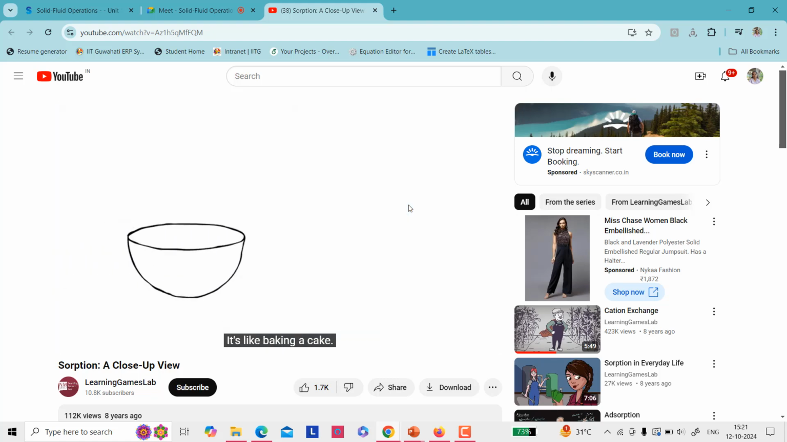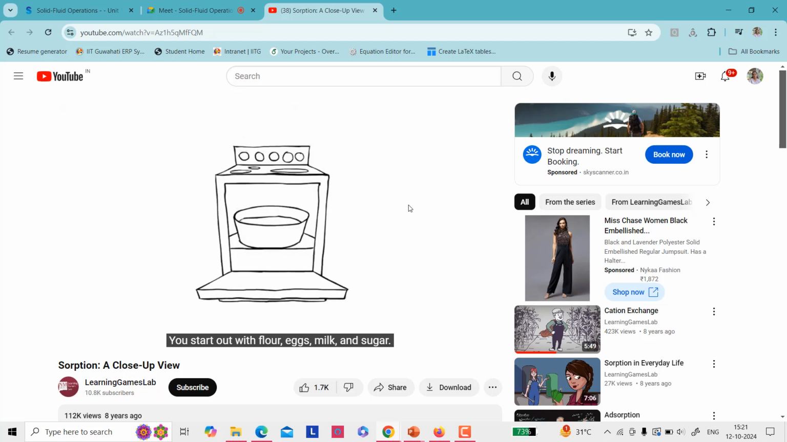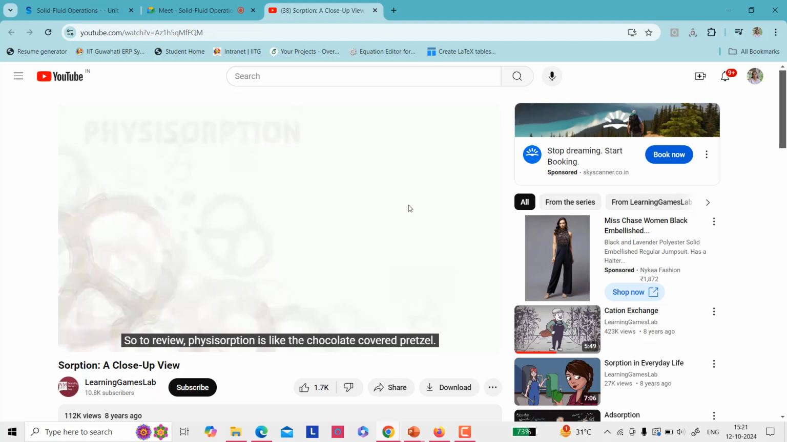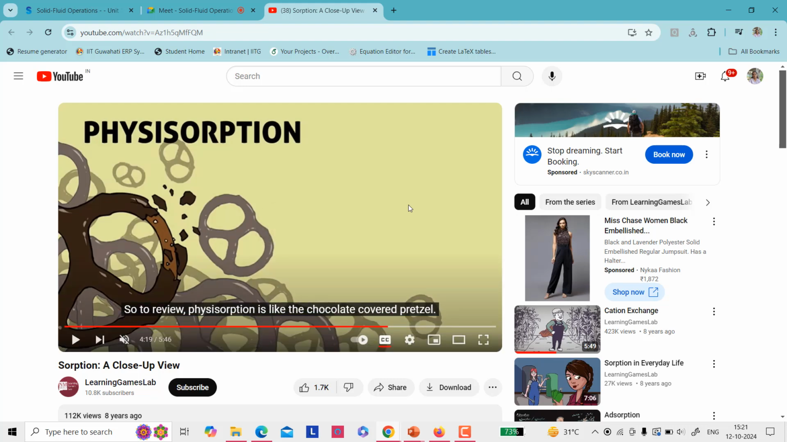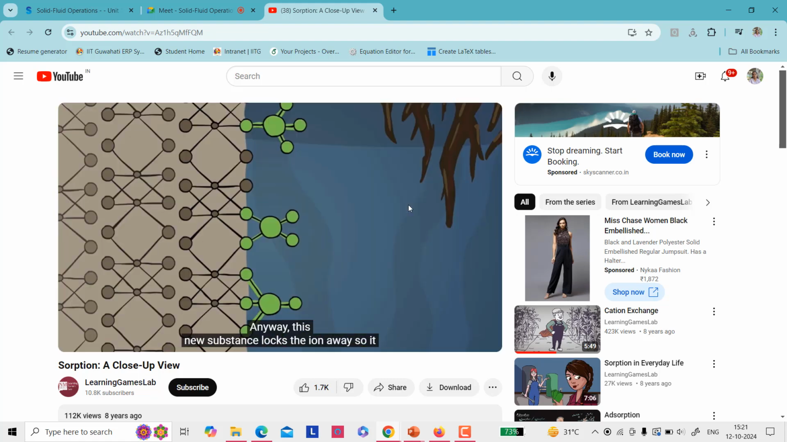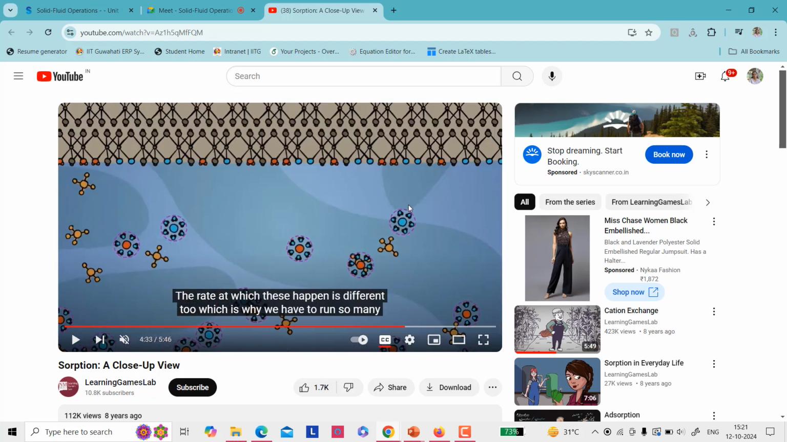It's like baking a cake. You start out with flour, eggs, milk, and sugar, but once you bake it, you can't separate the ingredients, right? Physisorption is like the chocolate covered pretzel. Chemisorption, which is fusion, is like the chocolate cake. Anyway, this new substance locks the ion away, so it can't be knocked away from the surface or taken up by plants or bacteria. Okay, because they are permanently bonded, or covalently bonded.